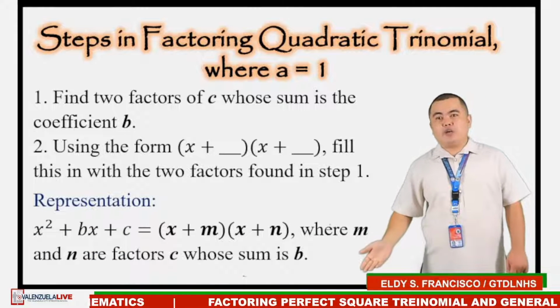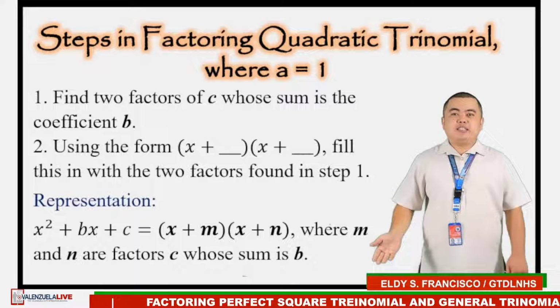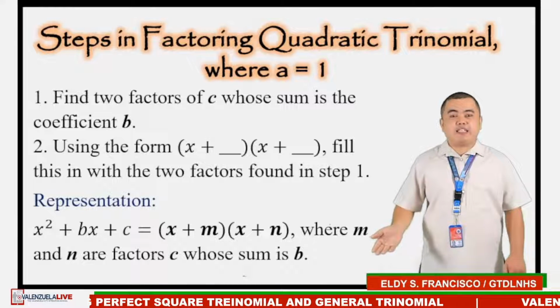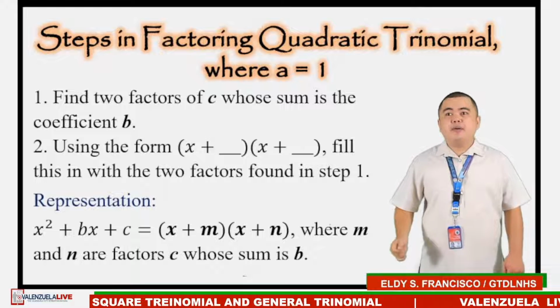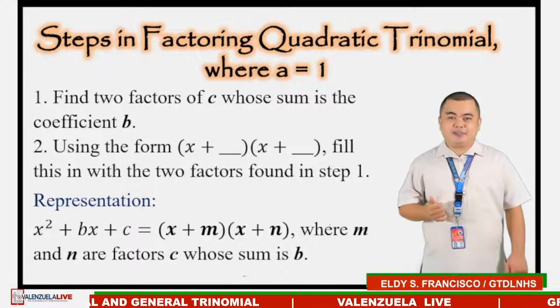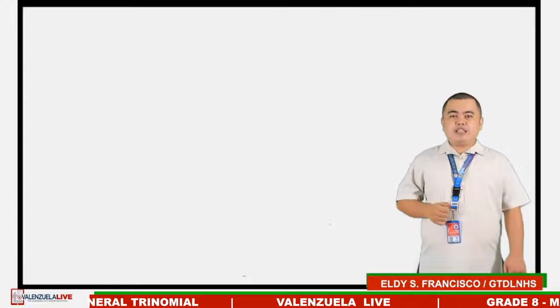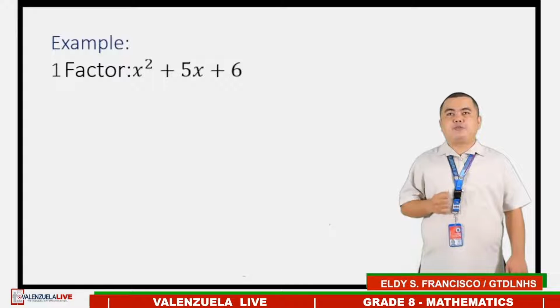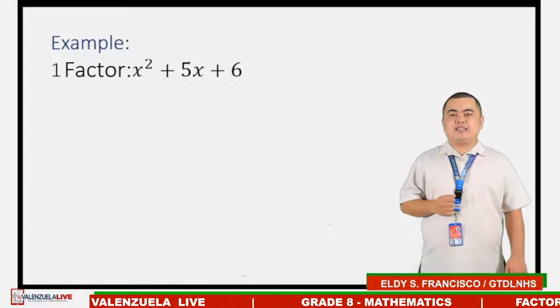Representation: x squared plus bx plus c is equal to quantity x plus m times quantity x plus n, where m and n are factors of c whose sum is b. Let us move to example 1. Factor x squared plus 5x plus 6.